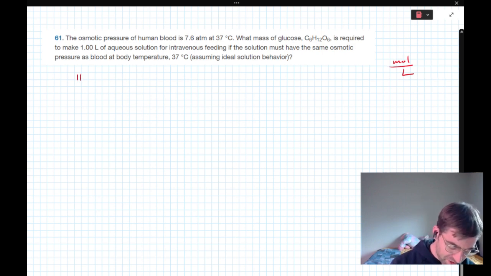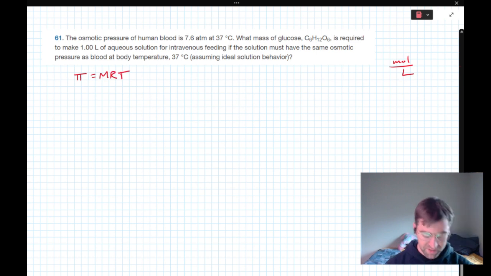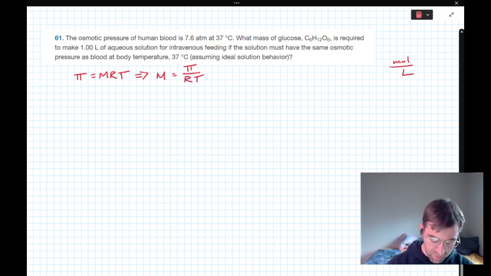Again, this is an osmotic pressure question. So we're going to have molarity, gas constant, and temperature, and our temperature is going to have to be in Kelvin. I already kind of alluded to the fact that we are interested in the molarity. We're given an osmotic pressure, we know our gas constant, and we're given a temperature. So we can really just plug these values in.